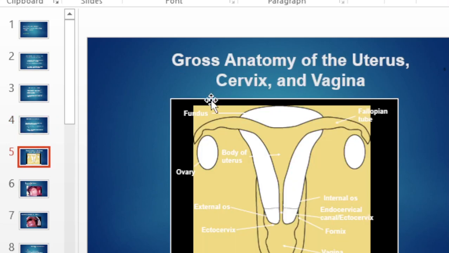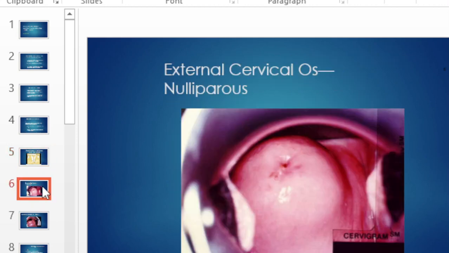So here we have the basics of what we were talking about. This is the fundus, the fallopian tube, the ovary, the body of the uterus, the external os, the internal os, and the endocervical canal in between the external and the internal os, the fornix or the posterior fornix.